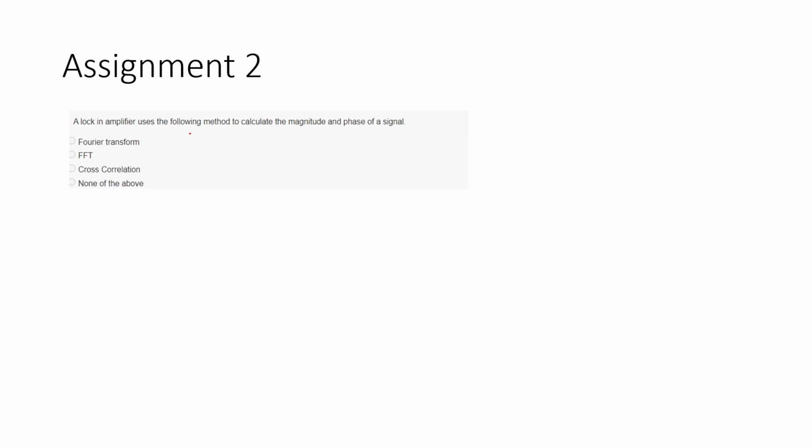Okay. So, the lock-in amplifier uses which of the following methods to calculate the magnitude and phase of the signal? It is cross correlation. We had already seen it in assignment 2, what FFT, cross correlation, etc. are. So it's cross correlation, the method which is used by the lock-in amplifier.